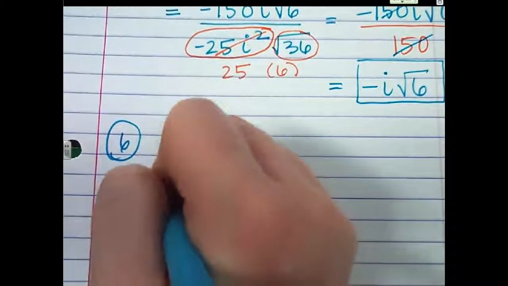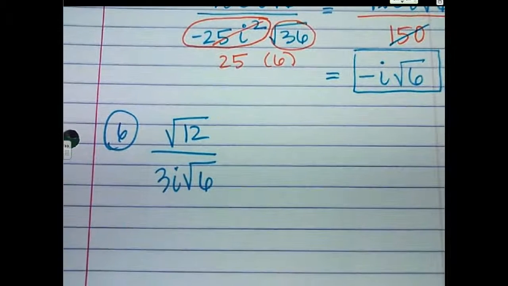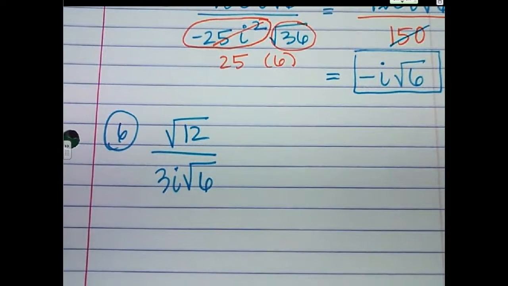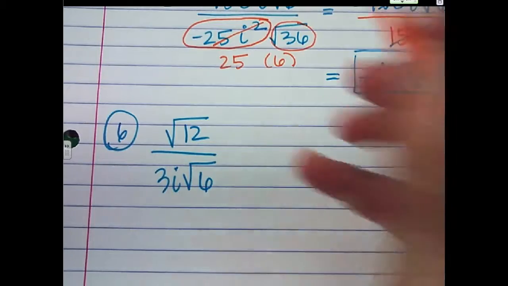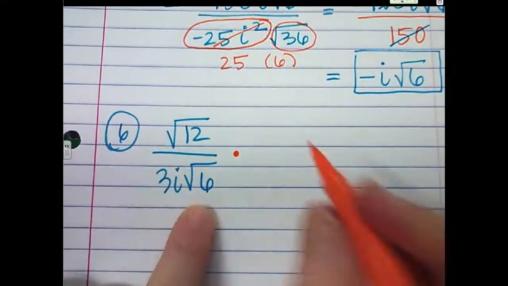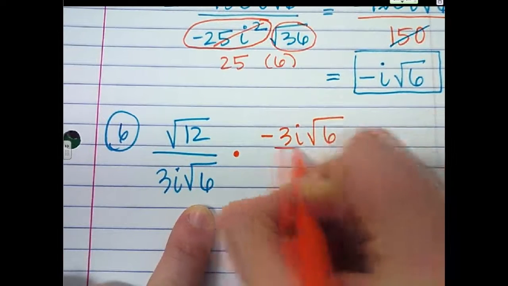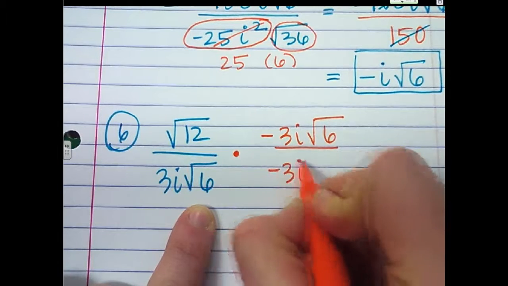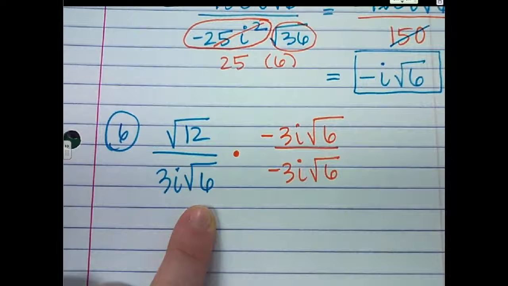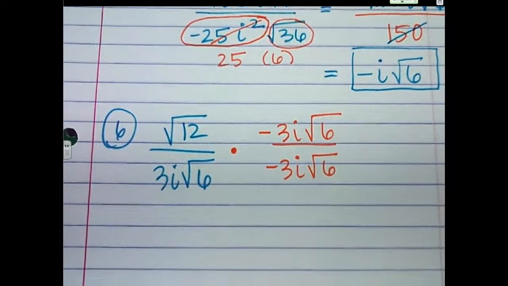Square root 12 over 3i square root 6. So I multiply by this whole thing on bottom, and I change the sign. Negative 3i square root 6. So the only difference in this one is instead of a regular number on top, I have a radical.